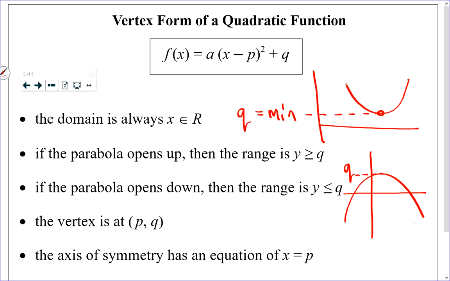Think about these things. The vertex is at (p, q), and the axis of symmetry has an equation of x equals p.